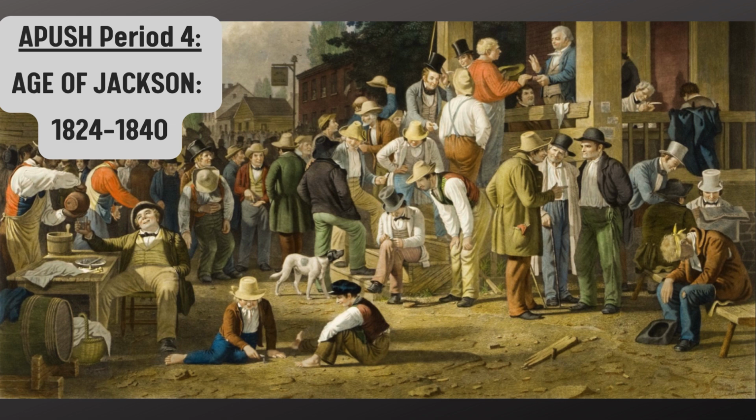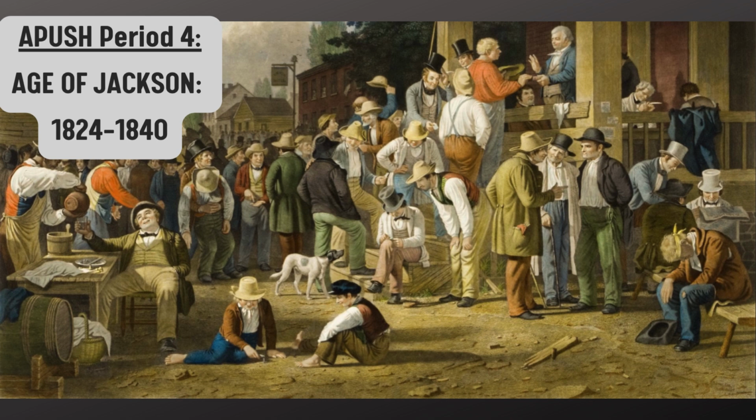Let's dive into APUSH period 4, the Age of Jackson, spanning from 1824 to 1840. This era is key in American history, marked by significant political shifts and the rise of Andrew Jackson, a figure who reshaped the country's democratic landscape. During this period, we'll see how Jackson's presidency influenced the political system and brought about changes that still resonate today.